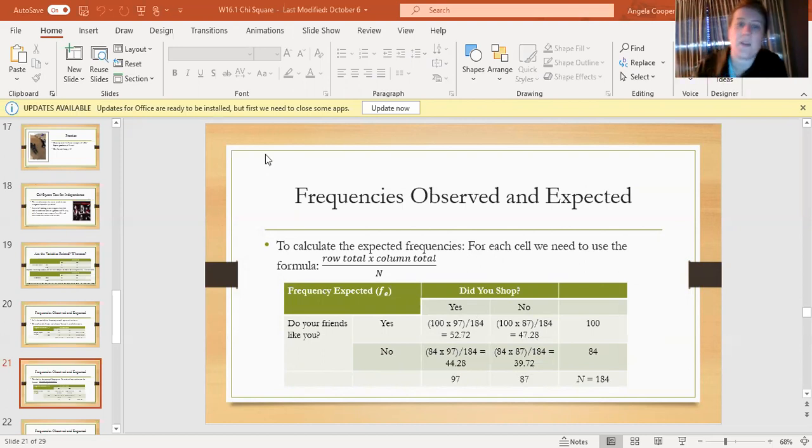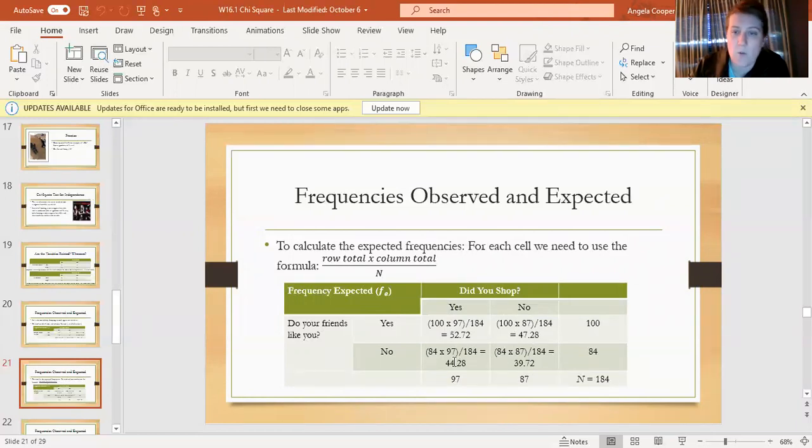So let's do it. Again, row total times column total. I'm looking at yes and yes here, this top left box. The row total is 100 times the column total of 97, divided by the n, the total, which is 184. That gives me 52.72. Now I continue doing that. It's going to be different for each of these. For no, I did not shop, but yes, my friends like me: 100 for the row total and 87 for the column total, divided by 184, gives 47.28.